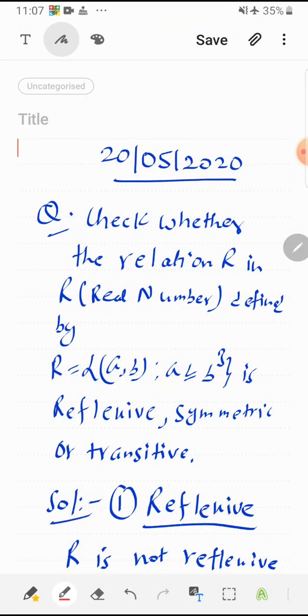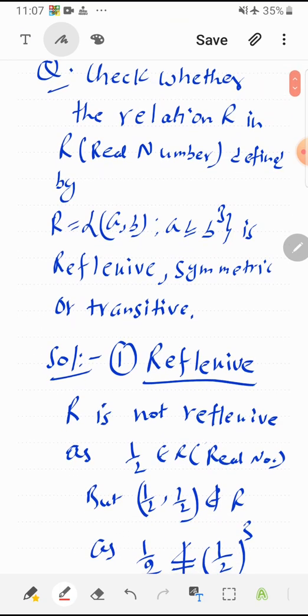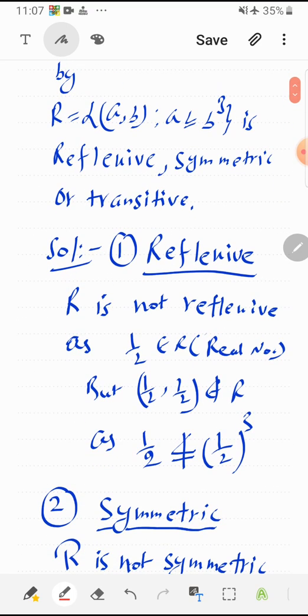So we have to check whether this is reflexive, symmetric, transitive or not. Now first, R is not reflexive. As we have discussed earlier, if we have to prove a statement false, then we can give an example. So I am giving an example. It is not reflexive as 1/2 belongs to R, which is a real number, but (1/2, 1/2) doesn't belong to R, as 1/2 is neither less than nor equal to (1/2) cube. So that is why it is not reflexive.